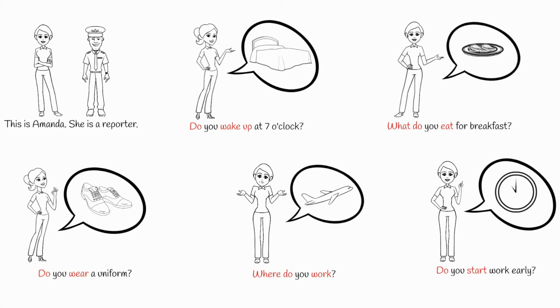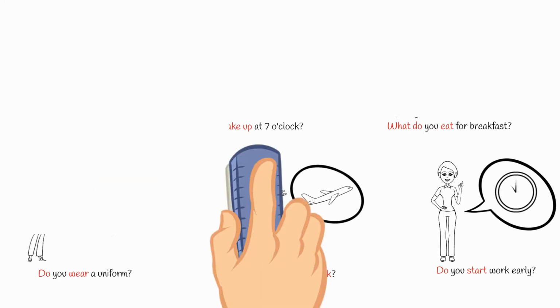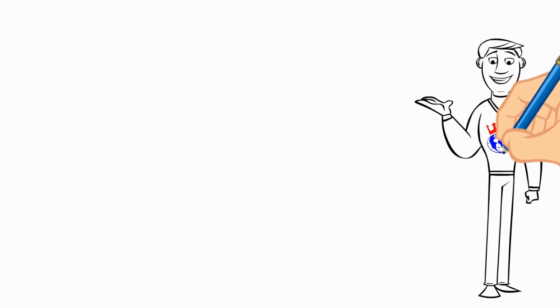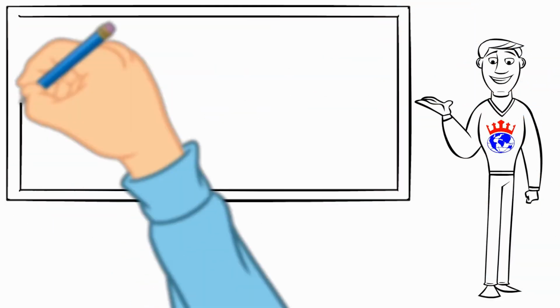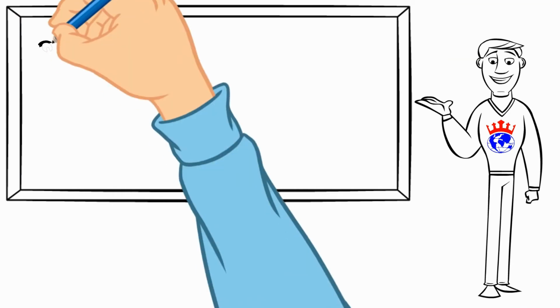In these examples, we are asking two types of questions. Some of the questions begin with do, and other questions begin with what, where, and when. But they are all examples of simple present tense questions. Simple present tense questions can be used to ask about routines, habits, likes, wants, needs, and facts.